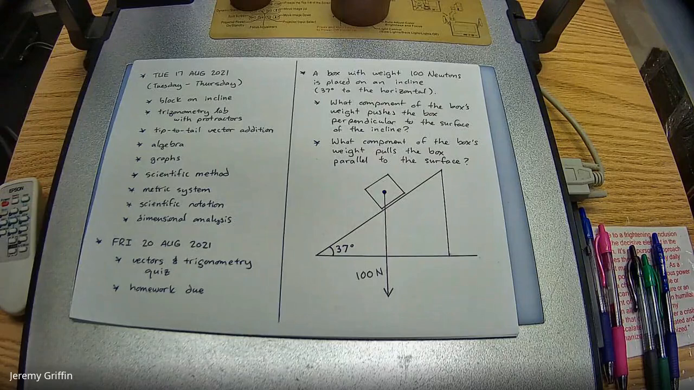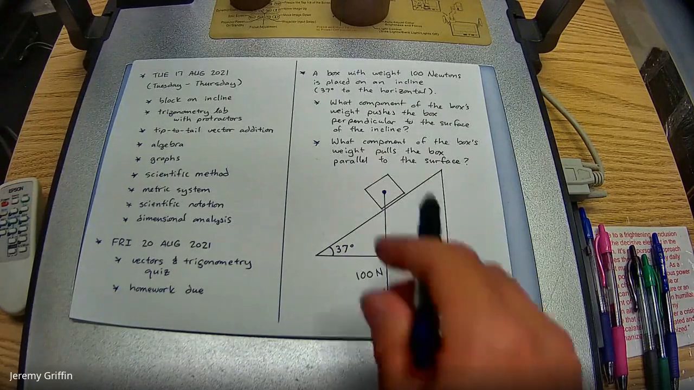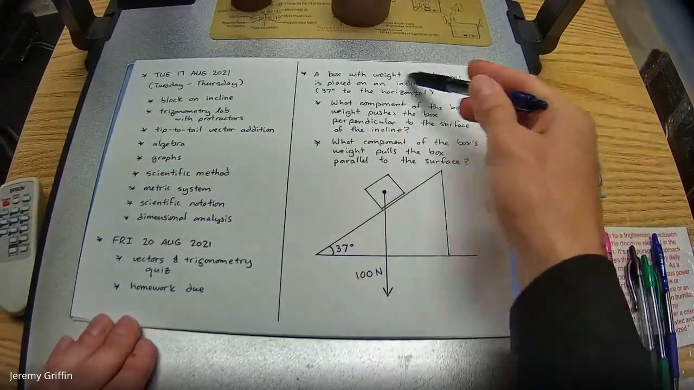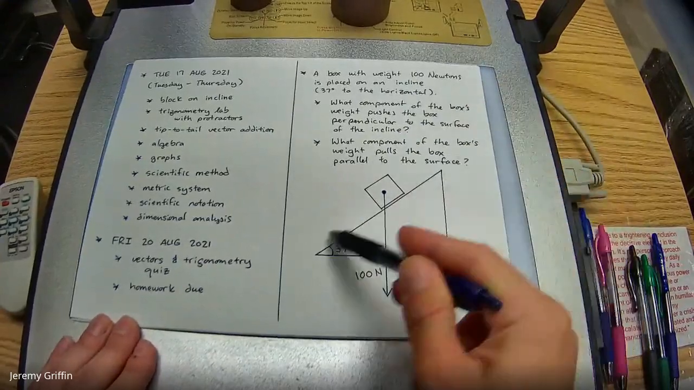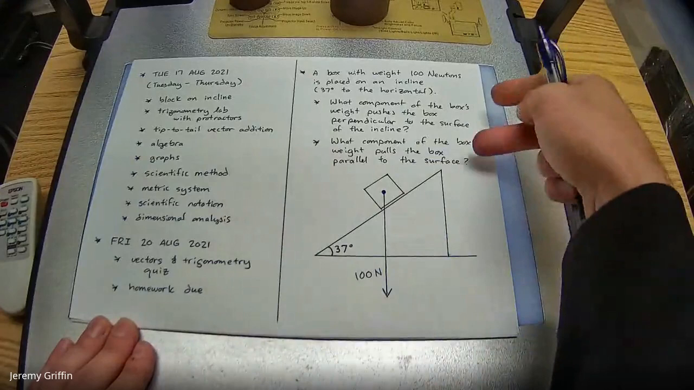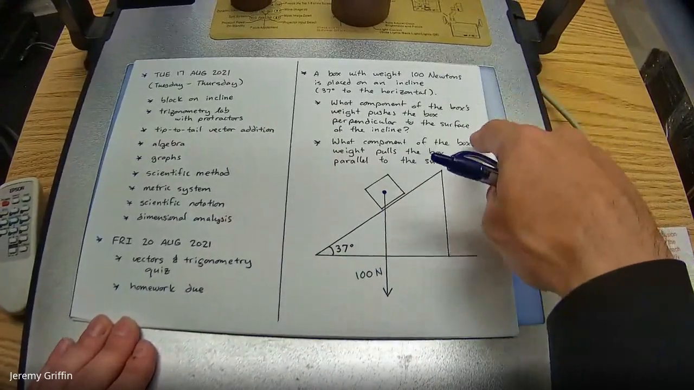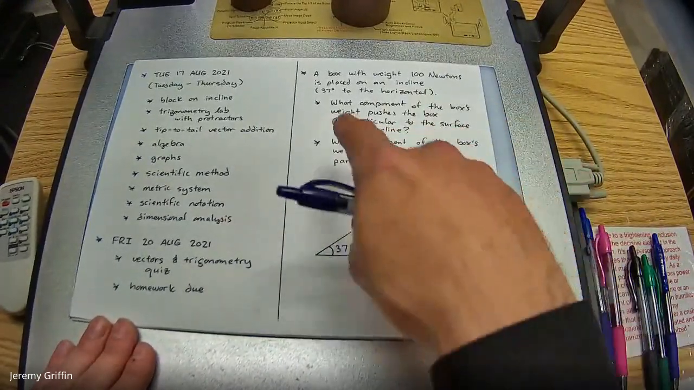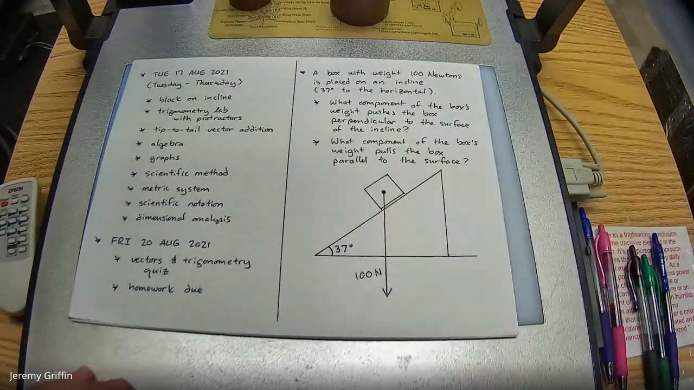So let's solve that question. Okay, read this real fast. Got this block weighs 100 newtons, just like yesterday. It's on this incline 37 degrees, so this new angle. Okay. So this question's the same as yesterday. This block is partly pushing into the incline. It's partly trying to slide along the incline.